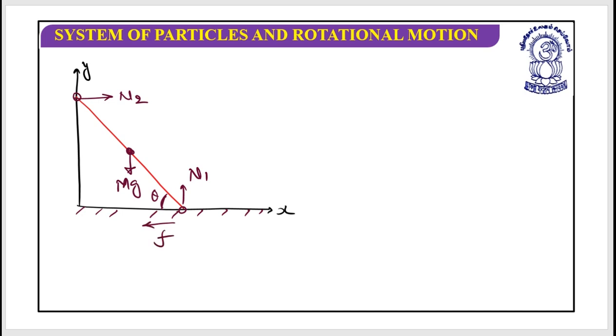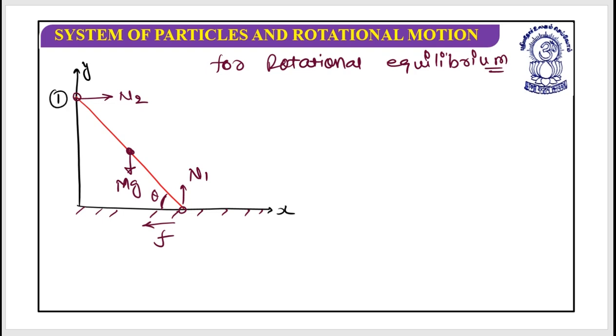So now for rotational equilibrium, how will we do this? What I understood is I need to choose any one point where the net torque would be 0. So which point should be considered? Let's discuss first.